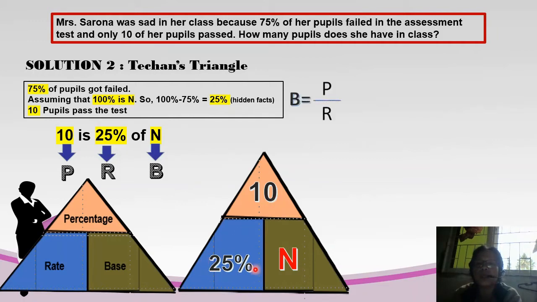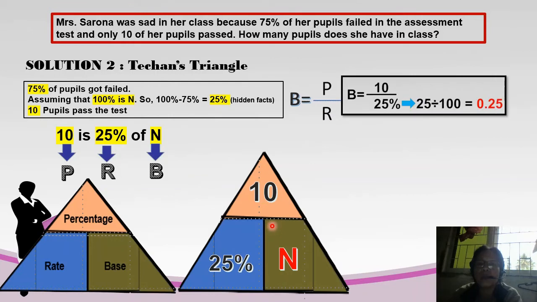How are we going to write that one? The formula for the base is equals percentage divided by rate. So substitute the P and R, percentage and rate, by the given numbers in the problem. You have base equals 10 divided by 25%. However, we cannot divide 10 by 25% without removing the percent sign. So we have to remove first the percent sign by simply dividing 25 by 100. So we have the answer 0.25.